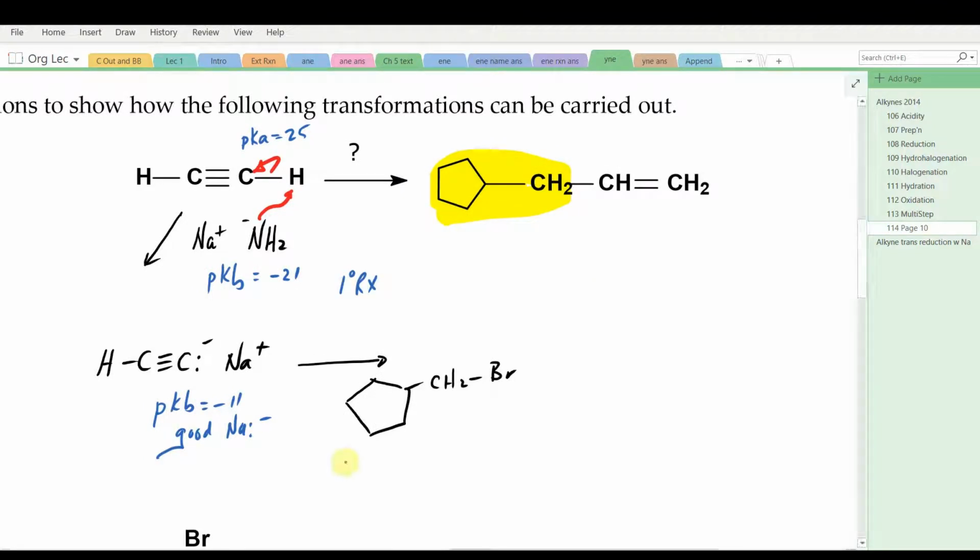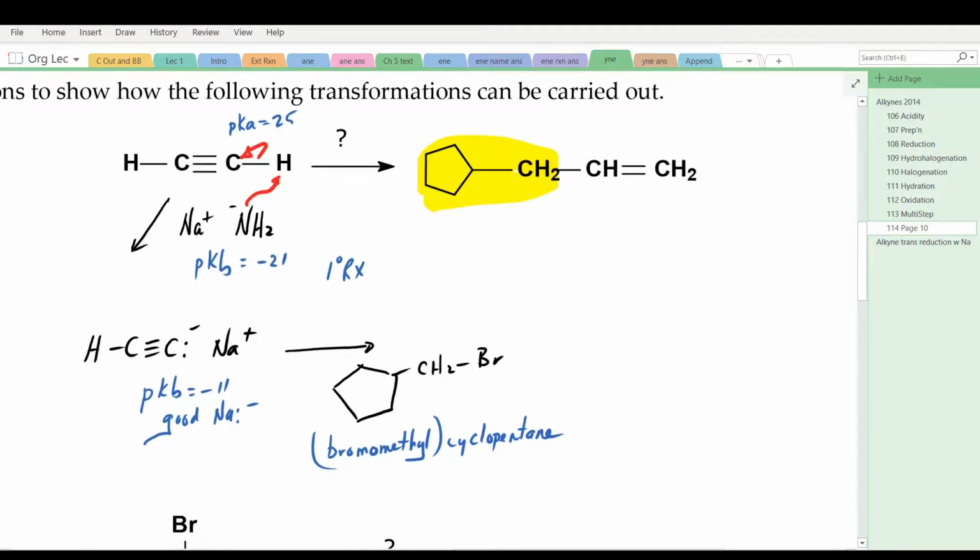This could be bromomethyl cyclopentane. Likely that is the correct name, but I suspect one could get away with calling this bromo cyclopentyl methane. Yeah, it seems a bit dodgy, but probably okay.